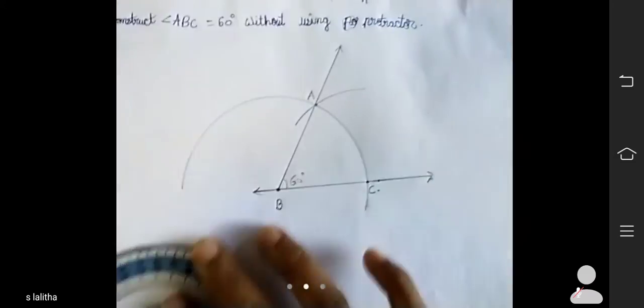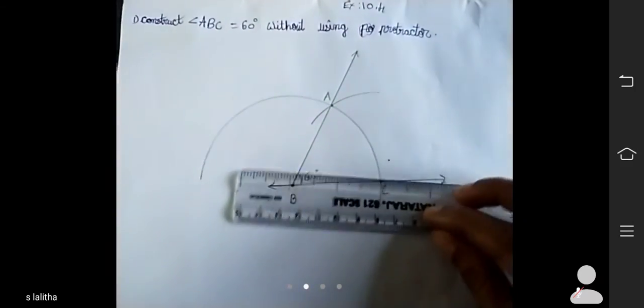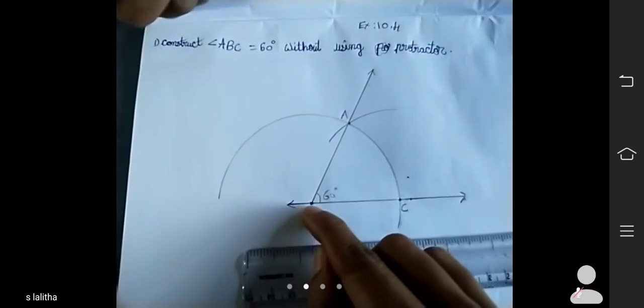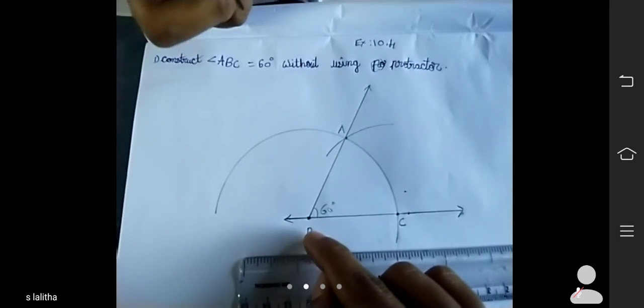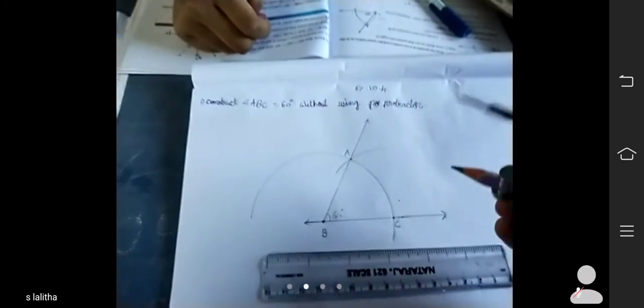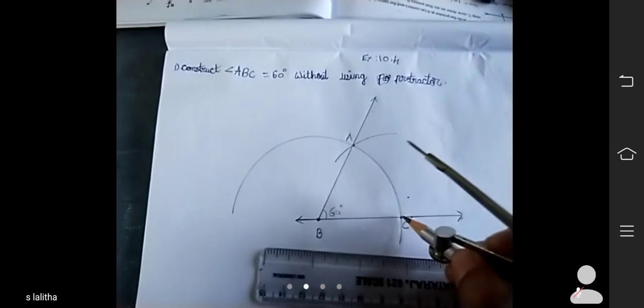Again, I will tell. First, you have to take the ruler and draw a line. And next, on the line, you have to put the point B. Then, take the compass. Keep it on B. You have to take any radius. No measurement is there. From B, you have to draw an arc like this. Here the line and this arc will be intersected here. So, you have to mark the point C.